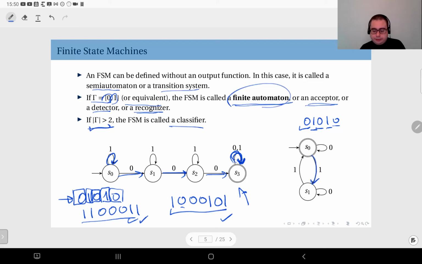1 takes me to S1 from the initial state S0. Then I have 3 zeros, so I stay here, 0, 0, 0, still at S1. And then another 1 takes me back to S0. Another 0 keeps me at S0. And this final 1 takes me to S1, which is not an accepting state. Therefore, this string 1 0 0 0 1 0 1 is not accepted by the automaton on the right hand side. So this is how finite automata work as language acceptors.